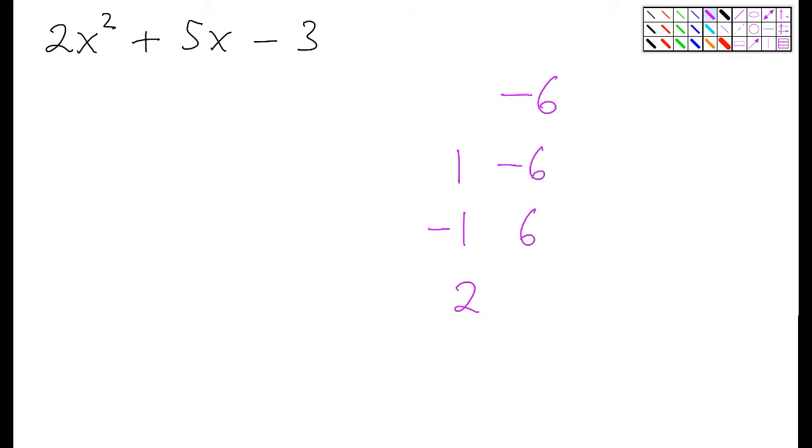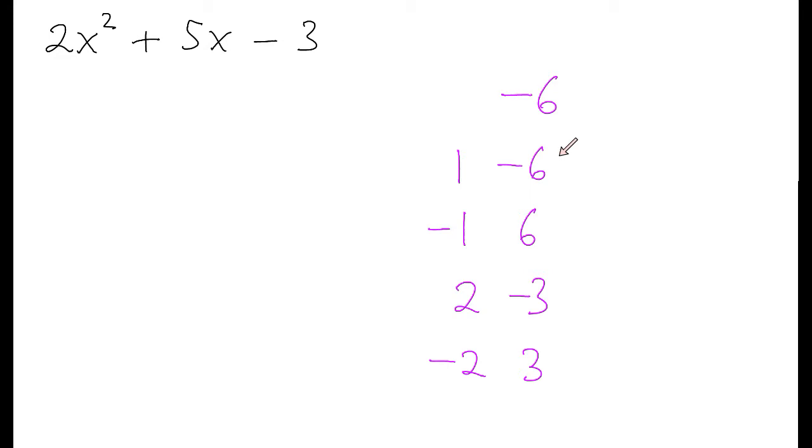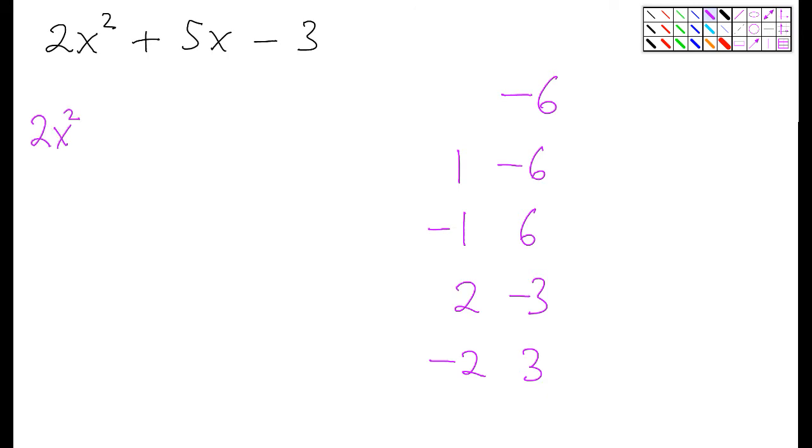Could be 2 and minus 3. Could be minus 2 and 3. And I'm looking for which of these pairs add to give me 5. Well, it looks like it's this one, minus 1 and 6. Now what I'm doing here is called the British method. I write 2x squared plus 6x minus x minus 3.